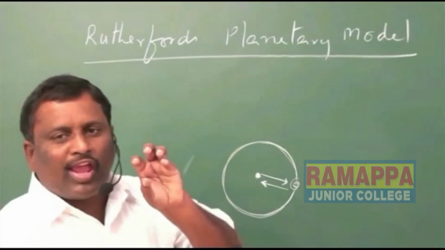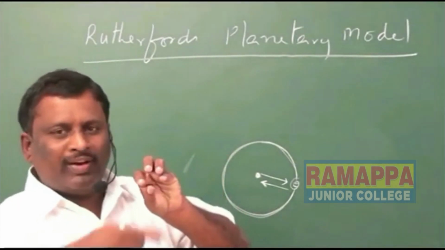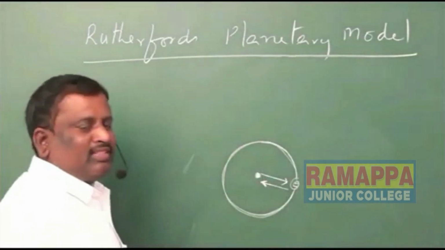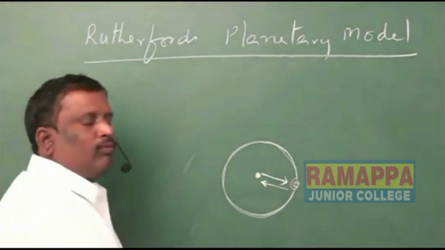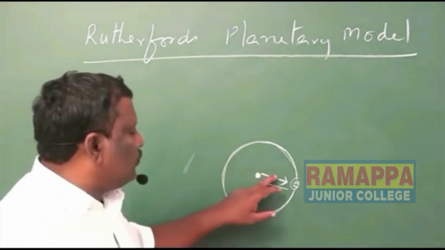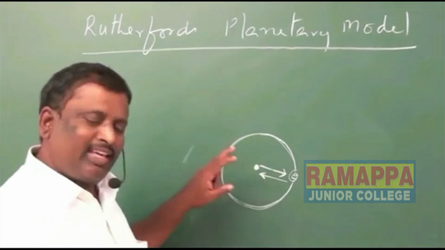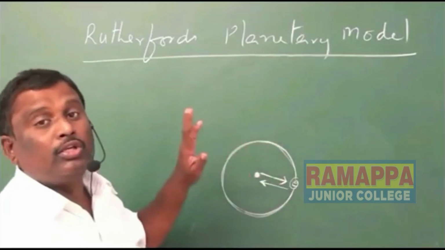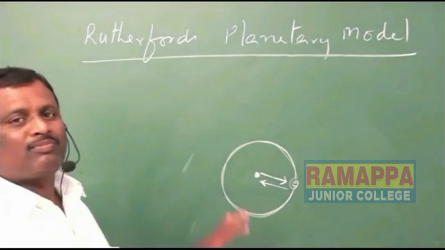Because of the nuclear attraction, there is a centripetal force. To overcome that centripetal force, the electron revolves around the nucleus, and because of that revolution, a centrifugal force arises. These two forces, equal in magnitude but opposite in direction, keep the electron at a specific distance from the nucleus. He explained it like that.